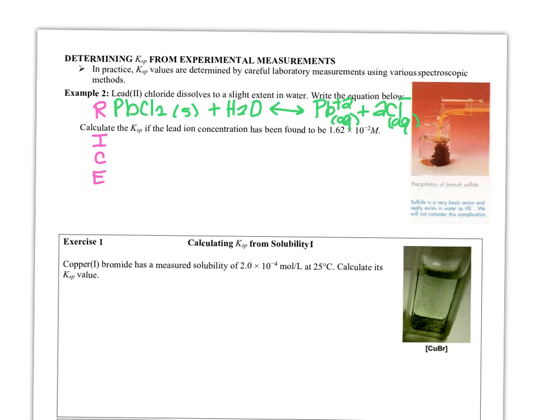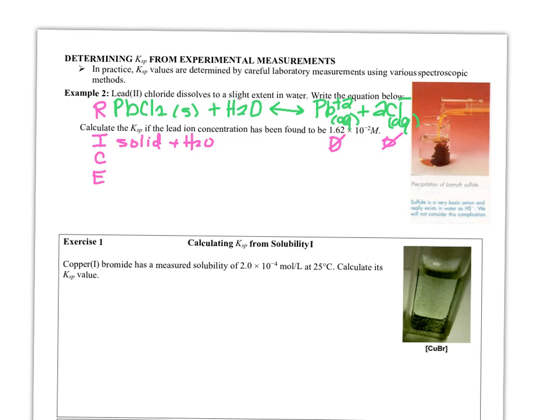Well, typically, if I have lead chloride, I take the lead chloride and I add that solid to water, right? So initially, I'm going to do solid plus water. That's what I have initially. I don't really care about the concentration of my solid because it's not going to be part of my equilibrium expression, right? But usually, we start with 0 of each of our products, okay? So I have no lead, I have no chloride ions initially.